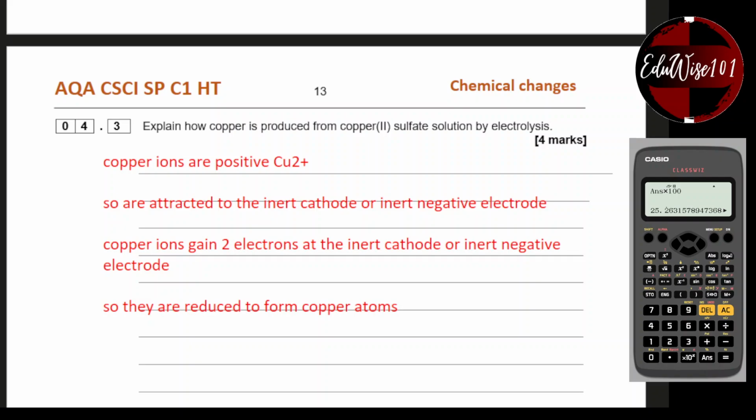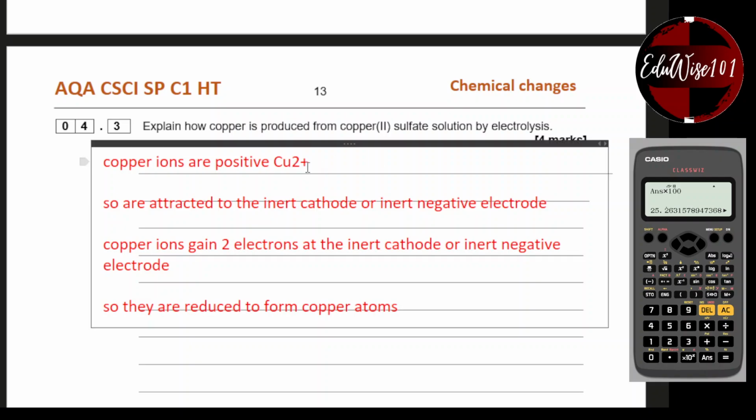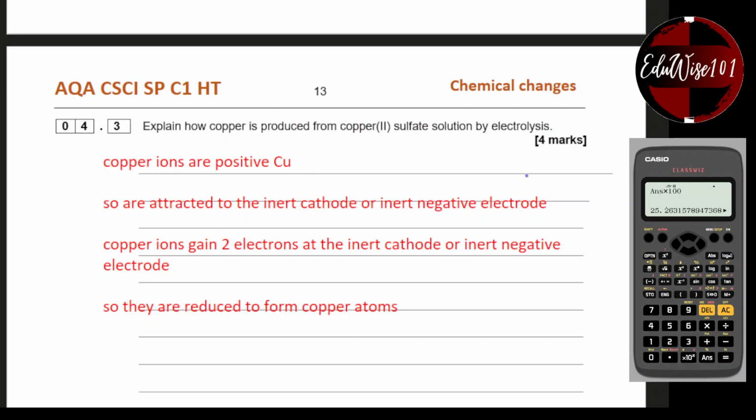So the answer: copper ions are positive, Cu2 plus. Let me write that properly. Cu2 plus. So they are attracted to the inert cathode or inert negative electrode. The copper ions gain 2 electrons at the inert cathode. So they are reduced to form copper atoms, and that gives you the 4 marks.